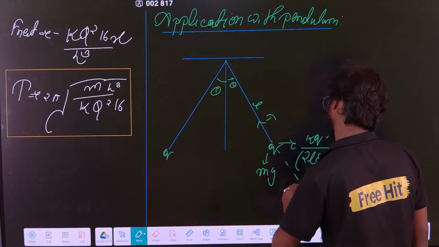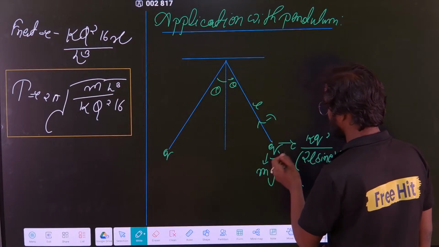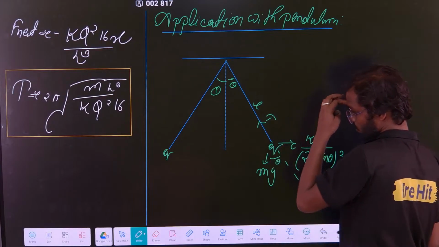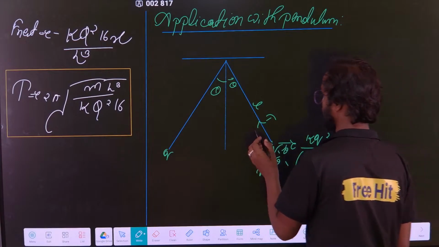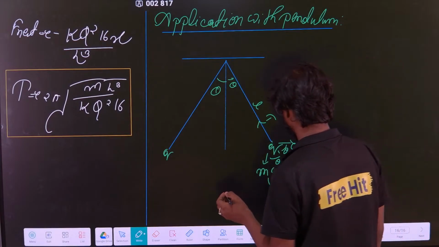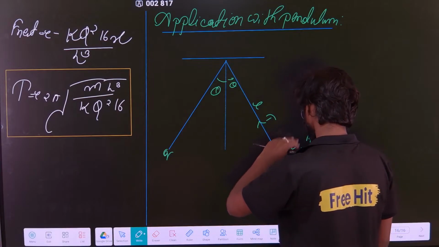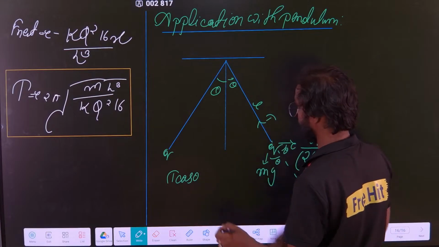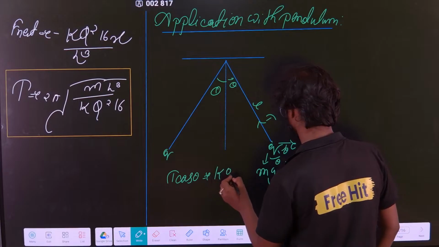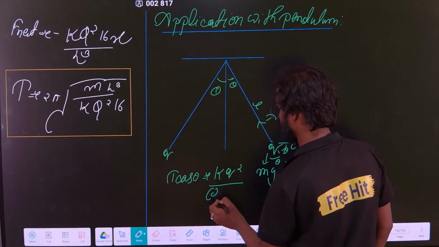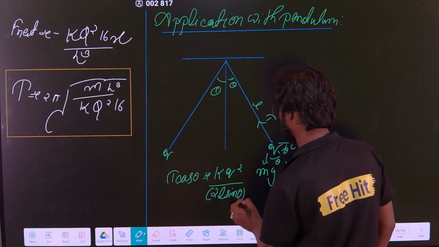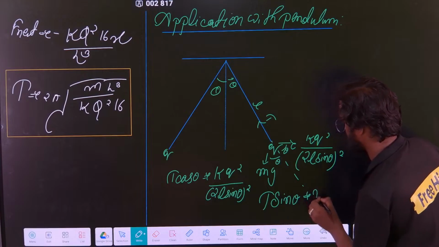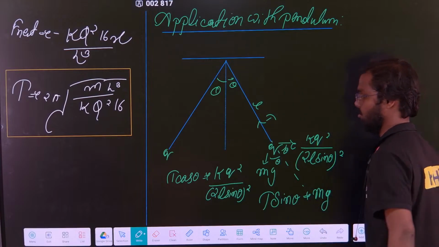So if I draw like this, so this angle will also be theta. So from here you will get my what? T cos theta is equal to K q square upon 2L sin theta whole square. T sin theta is equal to mg. So these are the two equations.